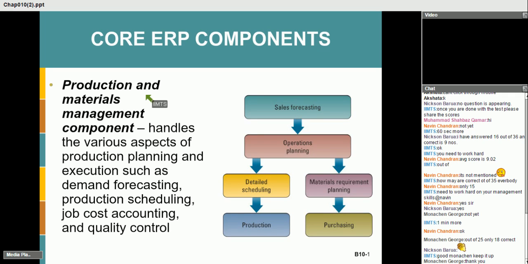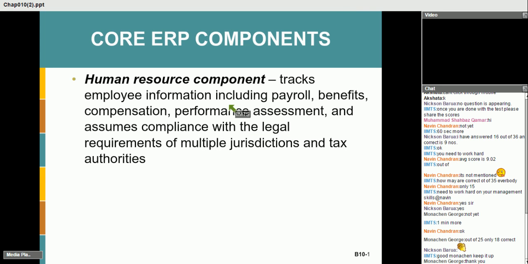Then the core ERP component, production and materials management. It handles the various aspects of production planning and execution such as demand forecasting, production scheduling, job cost accounting, and quality control. Then the HR, human resource component, tracks employee information including payroll, benefits, compensation, performance assessment, and ensures compliance with the legal requirements of multiple jurisdictions and tax authorities.